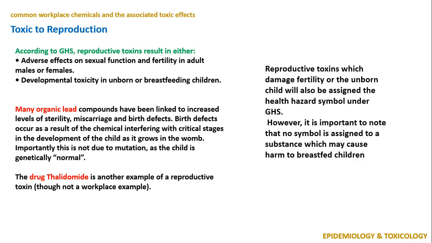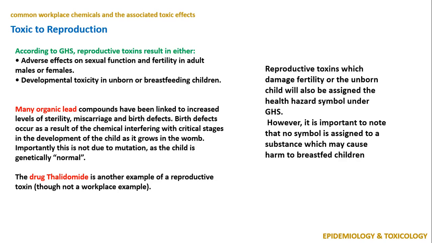Now the next category of chemical is toxic to reproduction. According to the GHS, a reproductive toxin results in either adverse effects on sexual function and fertility in adult males or females, or developmental toxicity in unborn or breastfeeding children. Many organic lead compounds have been linked to increased levels of sterility, miscarriage, and birth defects. Birth defects occur as a result of a chemical interfering with a critical stage in the development of the child as it grows in the womb. Importantly, this is not due to mutation, as the child is genetically normal.